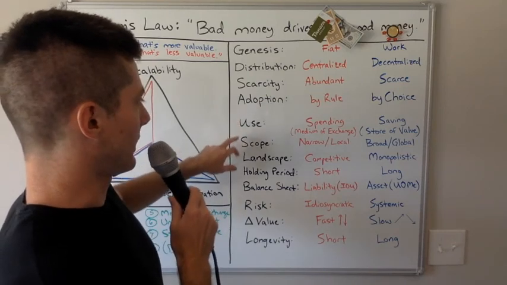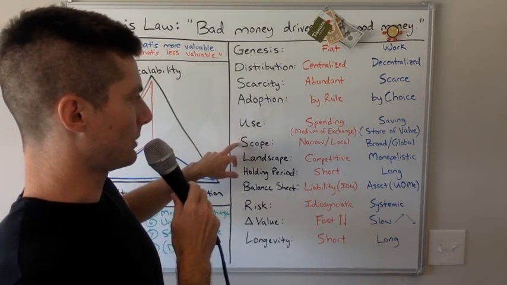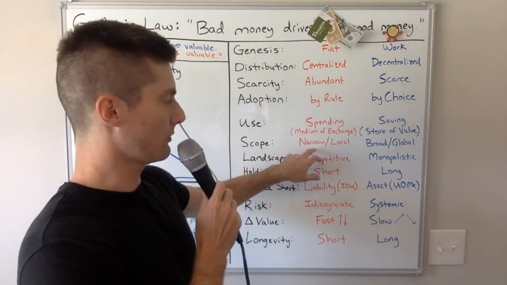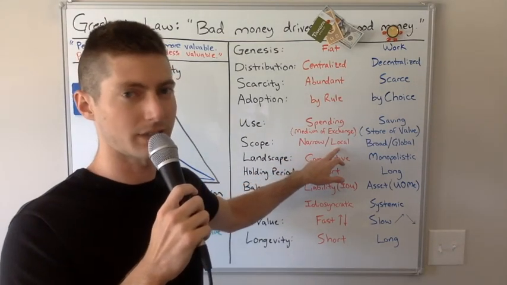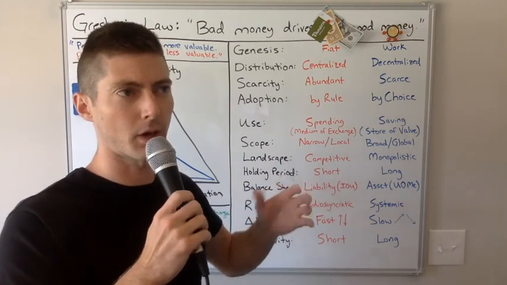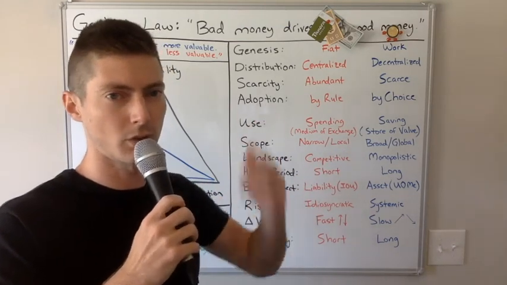So that's the use case of them. Scope, like how widely do they apply? Currencies are narrow. They have a very narrow scope. They're used locally. So like the Canadian dollar is used in Canada. You might consider that broad, but it's local relative to 200 other countries.